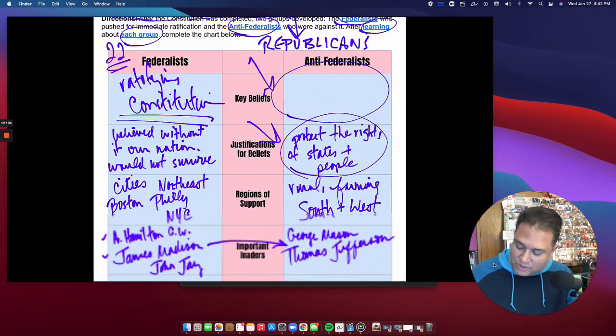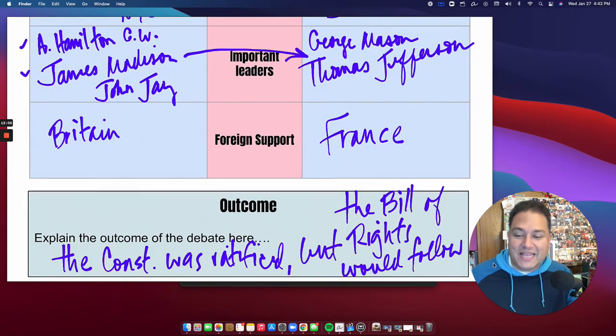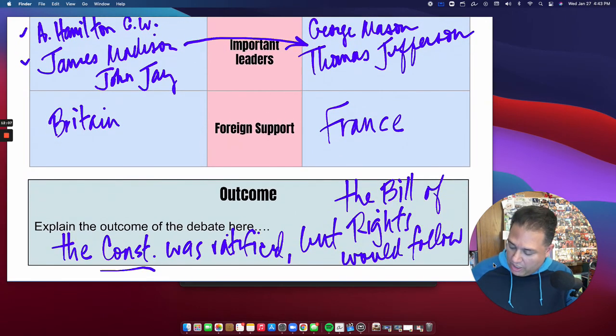So ultimately, this was the compromise, right, between the Federalists and the Anti-Federalists. Okay, we're going to go ahead and ratify your Constitution for you, Federalists, but you better include a Bill of Rights. And sure enough, they did. And the Bill of Rights, the first 10 amendments of the Constitution, was ratified in 1791.